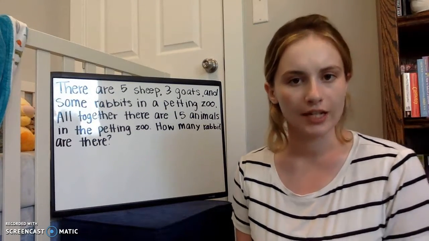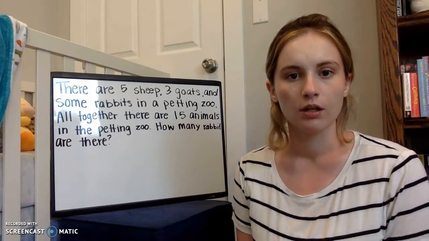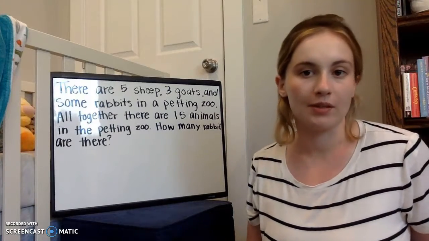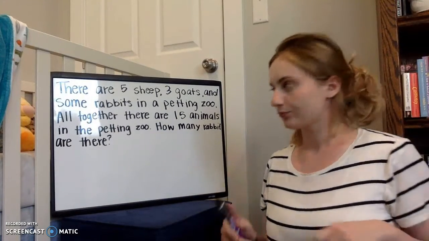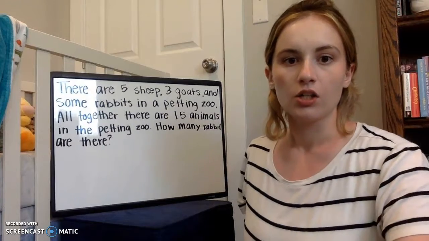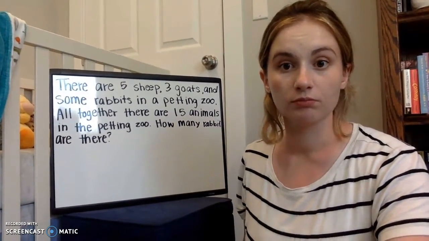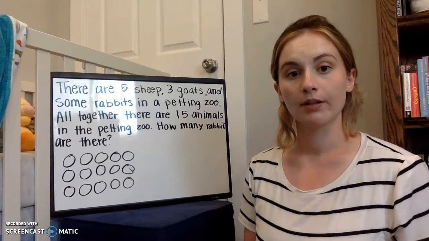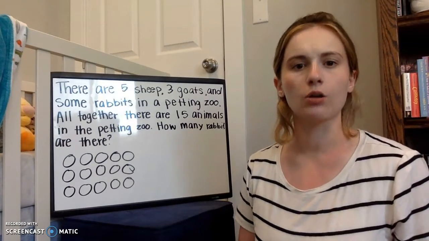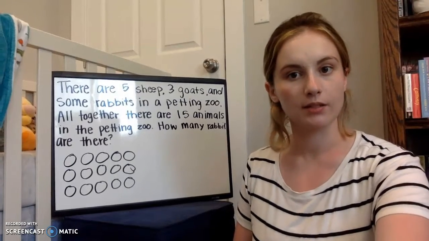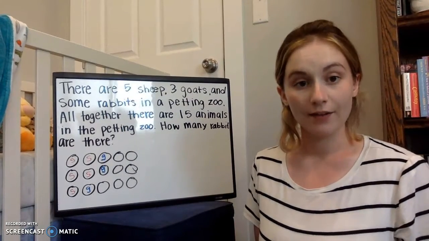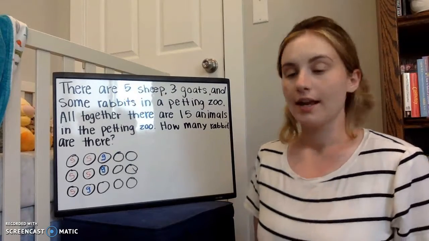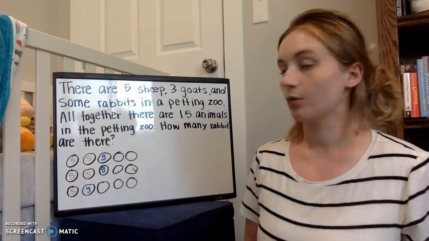Okay, so I know that there's 5 sheep, I know that there's 3 goats, and I know that there's 15 animals in all. Some of those animals are rabbits. I don't know how many yet. So I'm going to draw this. There's 15 animals in all, so I'm going to draw 15 animals, right? So these circles are going to represent my 15 animals. Now I have to label 5 of them are sheep, 3 of them are goats, and the rest must be rabbits. So let's do that. So I labeled 5 of my animals with an S for sheep, 3 of them with a G for goats. That means the rest of my animals are rabbits.